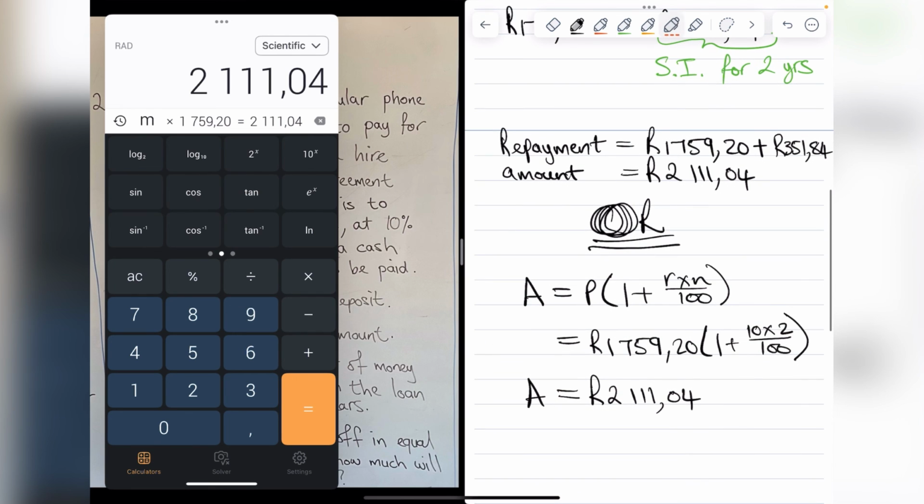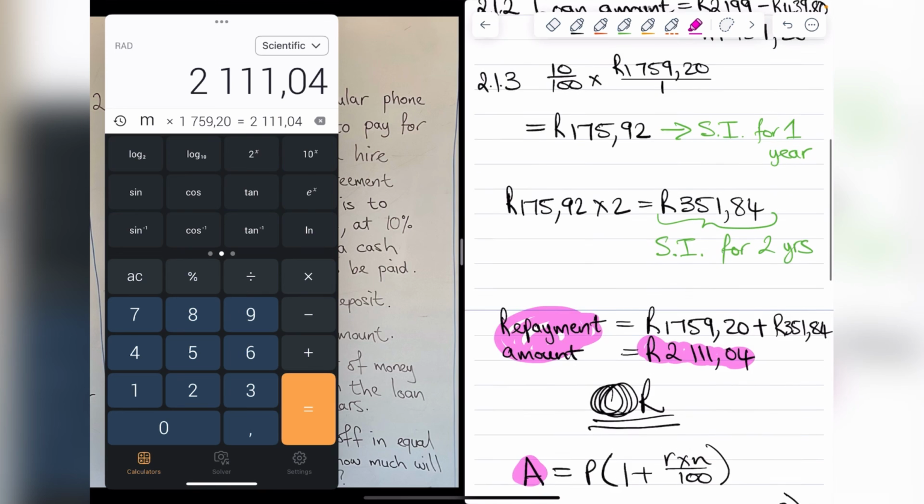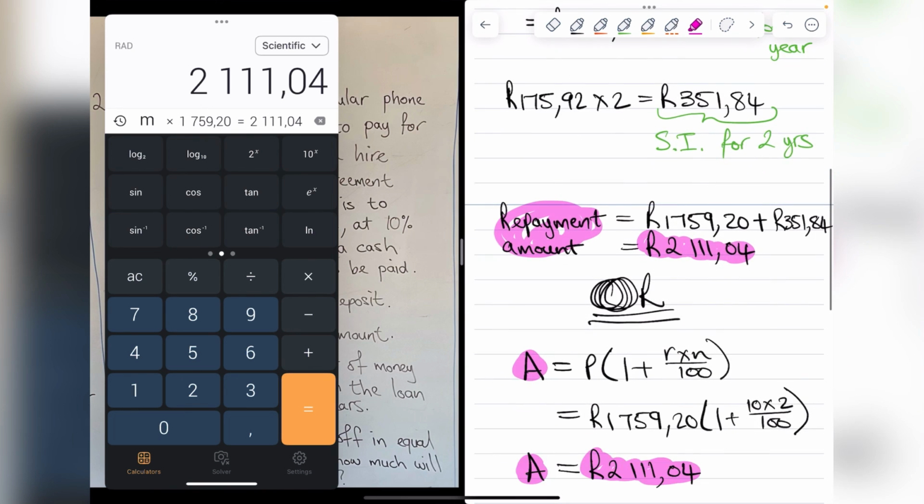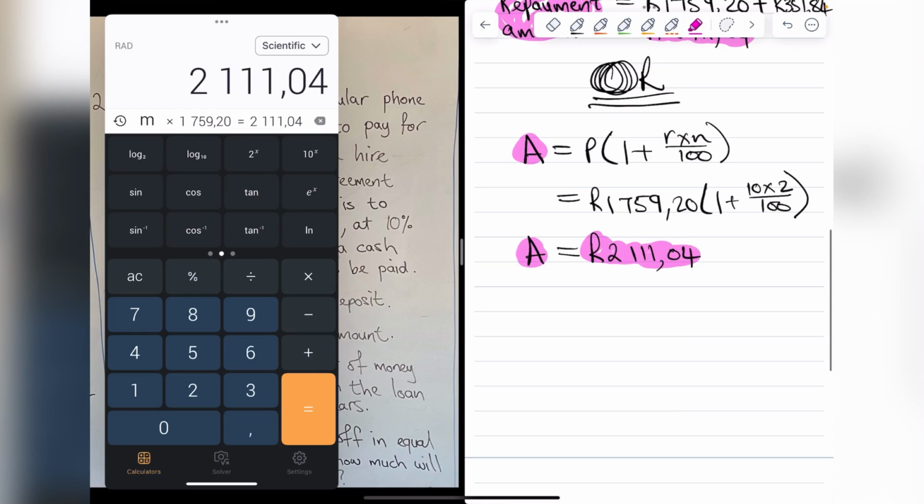So we can clearly see there, let's use pink, my repayment amount is the same here as it is over here. So you can choose this method over here, doing it piecewise, or doing it all in one go using the formula.